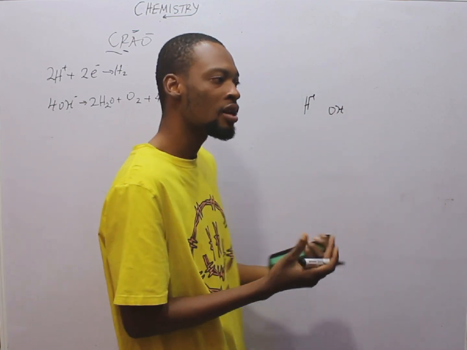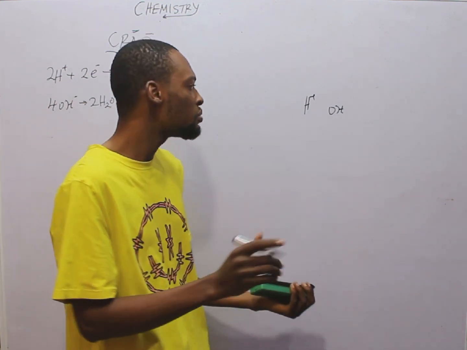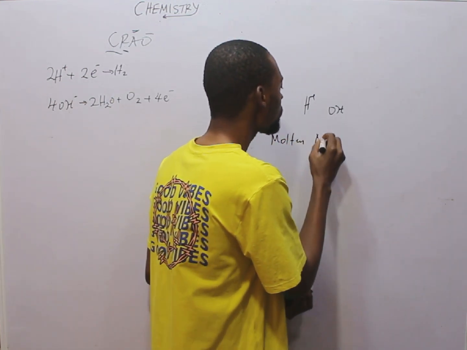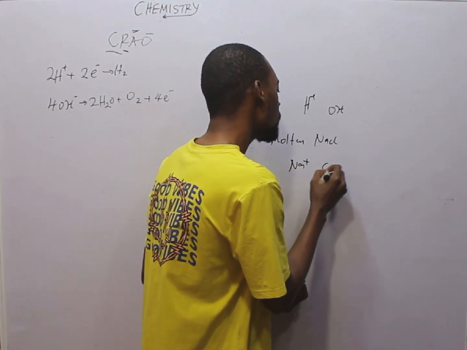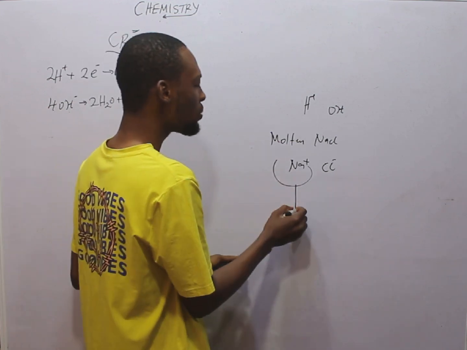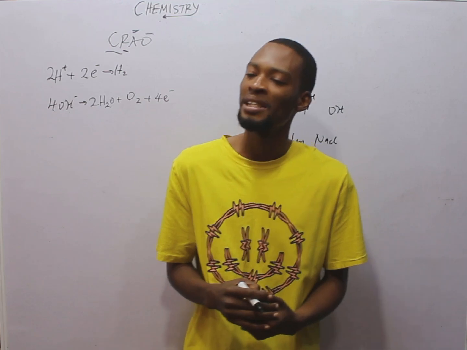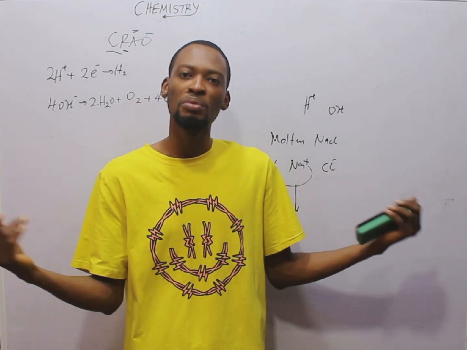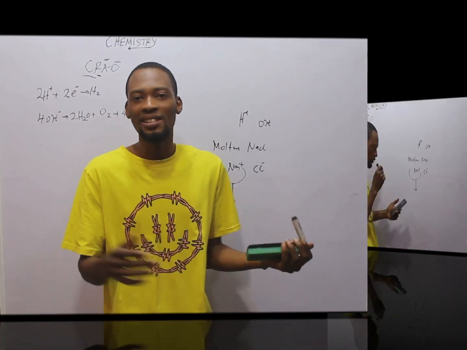It is being added. But when they are in molten state, there is no water, they just melt, which means molten sodium chloride will simply contain only sodium ion and only chlorine ion. There is no water. So sodium ion will migrate to the cathode and chlorine ion will migrate to the anode. Therefore, there is only one ion. We won't be talking about preferential discharge. This takes us to the next question.